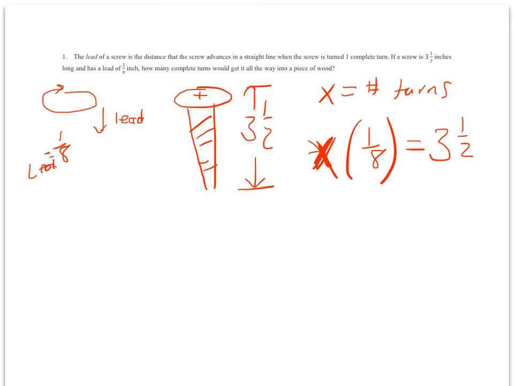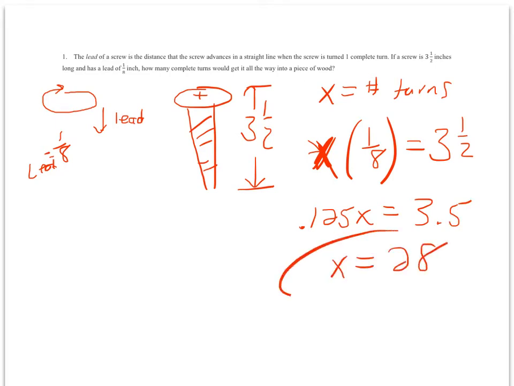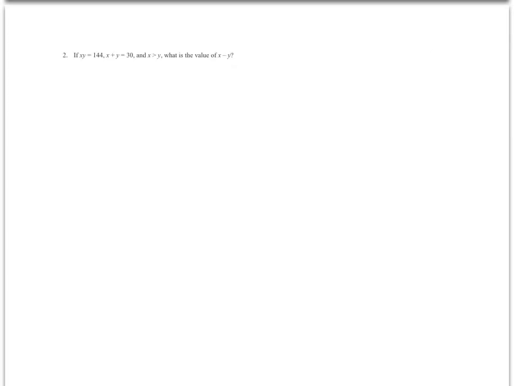If you turn it one time, it's going to go 1/8. If you turn it 2 times, it's going to go 2/8. 3 times, 3/8. How many 1/8s can you fit into 3.5 is what it's really asking. 1/8 as a decimal, if that's easier for you, is 0.125x. 3.5 as a decimal is 3.5. If you divide both sides by 0.125 to get x by itself, you get x is 28. It would take 28 complete revolutions to put this screw into the wood.